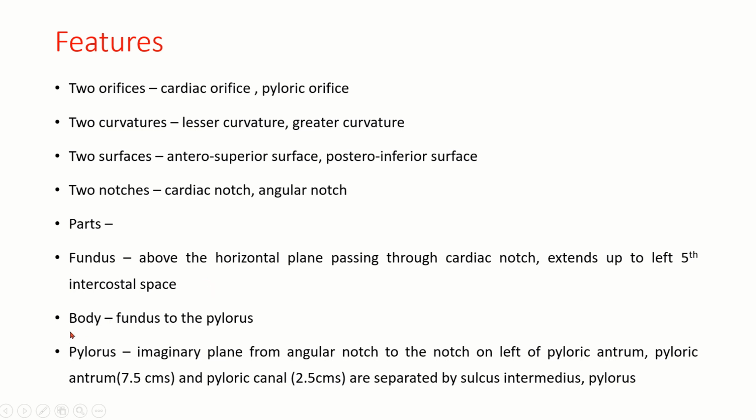The body extends between the fundus and pylorus. We can identify the pylorus by an imaginary plane from the angular notch to the notch on the left of the pyloric antrum. The pyloric antrum is around 7.5 centimeters and the pyloric canal is around 2.5 centimeters. Both are separated by the sulcus intermedius. The fundus is separated from the body by the horizontal plane which passes through the cardiac notch, and the body is separated from the pylorus by an imaginary plane which passes from the angular notch to the notch on the left of the pyloric antrum. I'll show you in the next diagram.